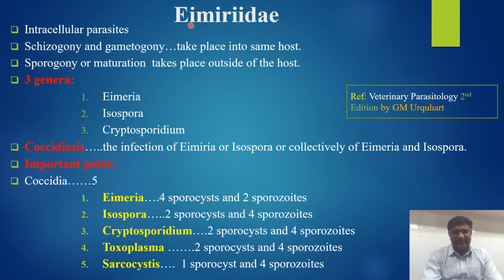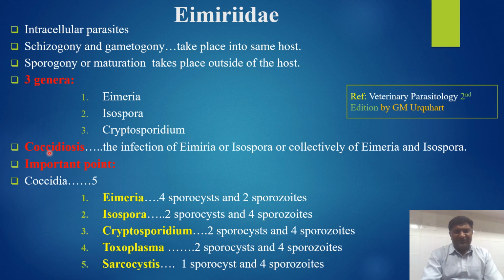So this first class, the Eimeriida, are intracellular parasites, and schizogony and gametogony take place in the same host. Sporogony, or maturation, takes place outside of the host, and it has three main genera. The first one is Eimeria, the second one is Isospora, and the third one is Cryptosporidium. So I would like to share the knowledge about the details of this Cryptosporidium.